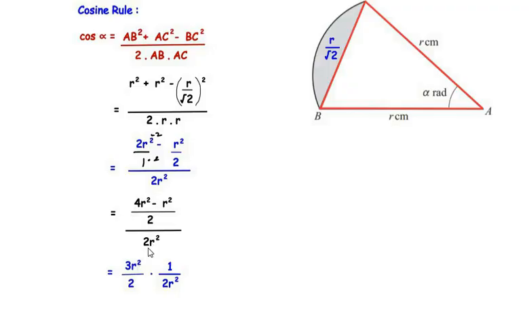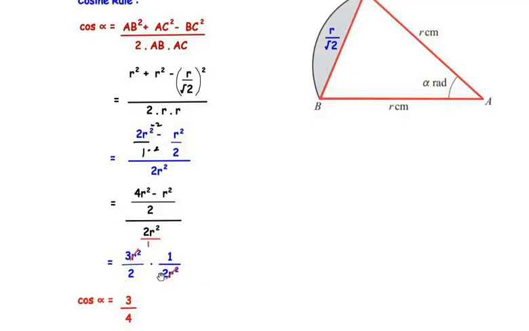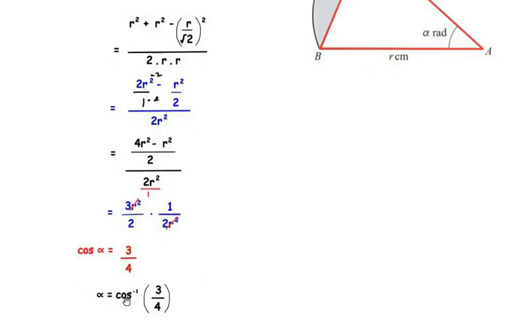Now in the next step we have written this numerator as it is, that is 3r square over 2. Now division becomes multiplication. Now 2r square over 1 becomes 1 over 2r square. That is, this fraction flips upside down. Now here r square and r square can be divided from each other. So we get cos alpha as 3 times 1 is 3 over 2 times 2 is 4. Now since we are trying to find out the value of alpha, let us take cos on the other side of the equal to sign. So we get alpha is equal to cos inverse or arc cos of 3 over 4.